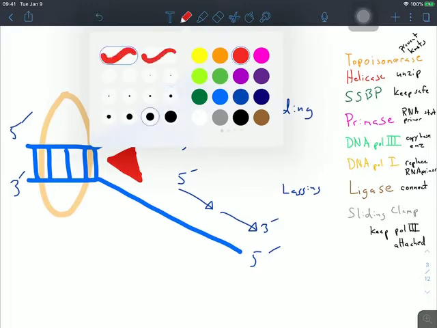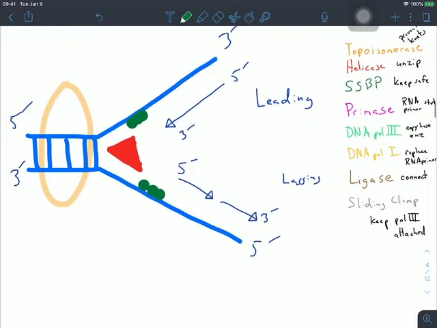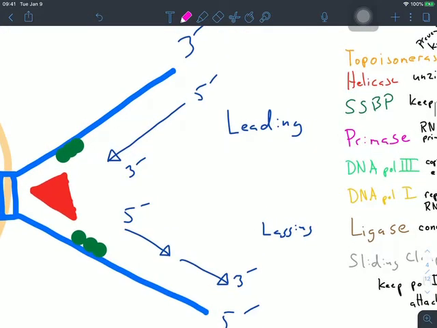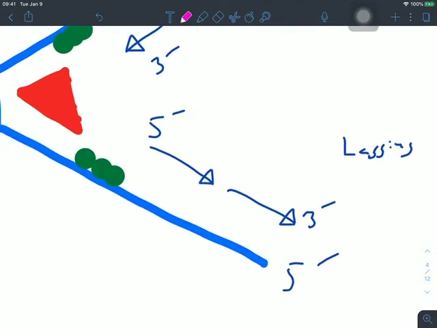Behind our helicase, we have our single-stranded binding proteins that are keeping the unzipped DNA safe. Then, in order here, we will have an RNA primer molecule attached to our start locations with primase. So, 1, 2, 3, draw some little stars indicating the RNA primer added by primase. Now, because you have to have multiple start sites here, you're going to have multiple RNA primers on the lagging strand.